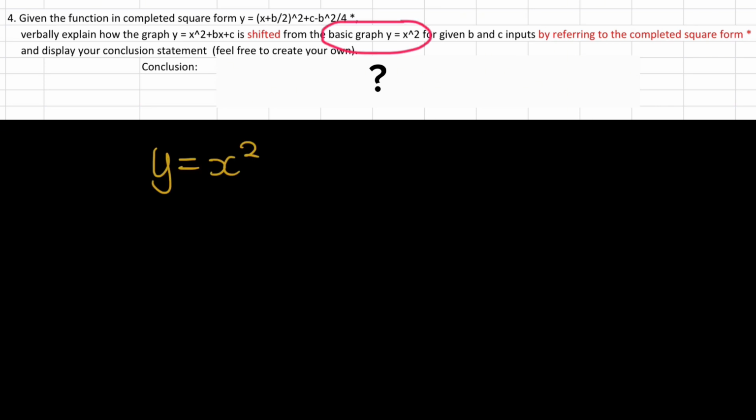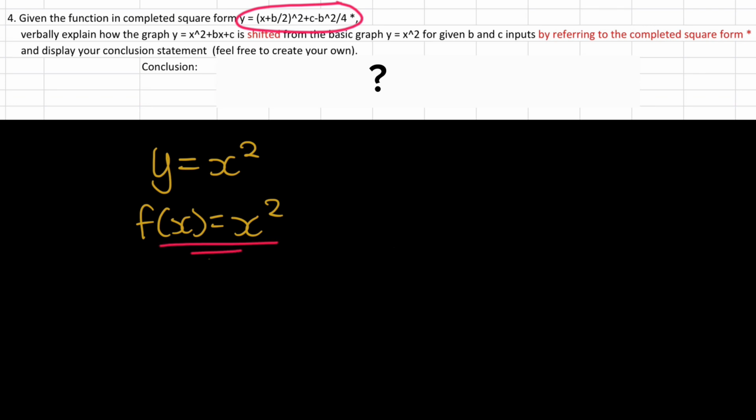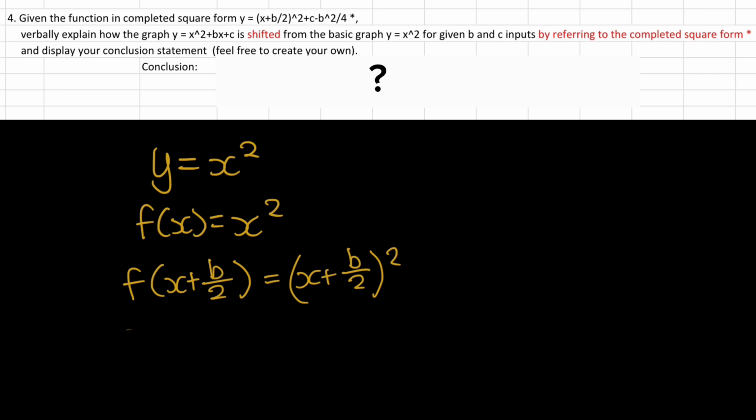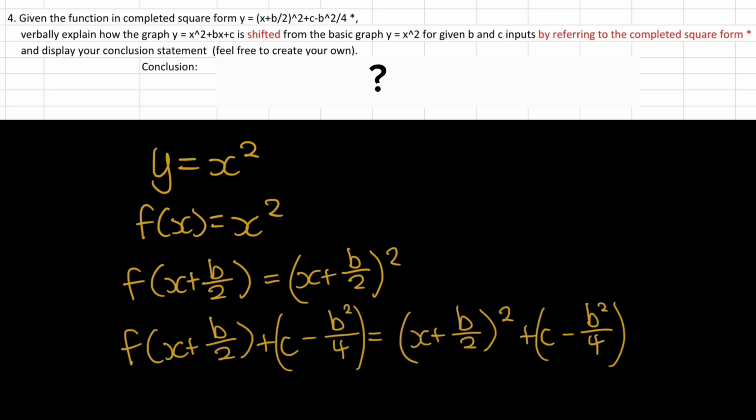This y equals x squared equation can be rewritten as f of x equals x squared. So to better understand the completed square form from f of x equals x squared, I'll first have to input x plus b over 2 into the function instead of x. Then I would add c minus b squared over 4 to both sides of the equation, which would then give me this equation.